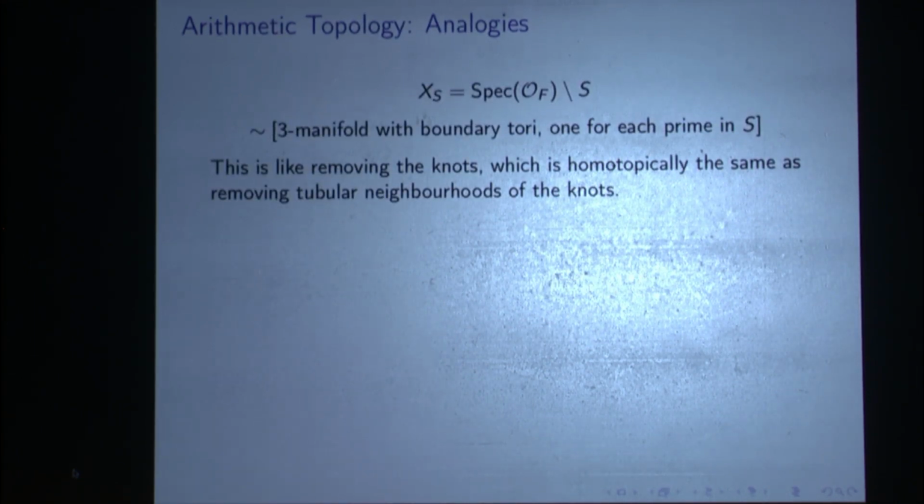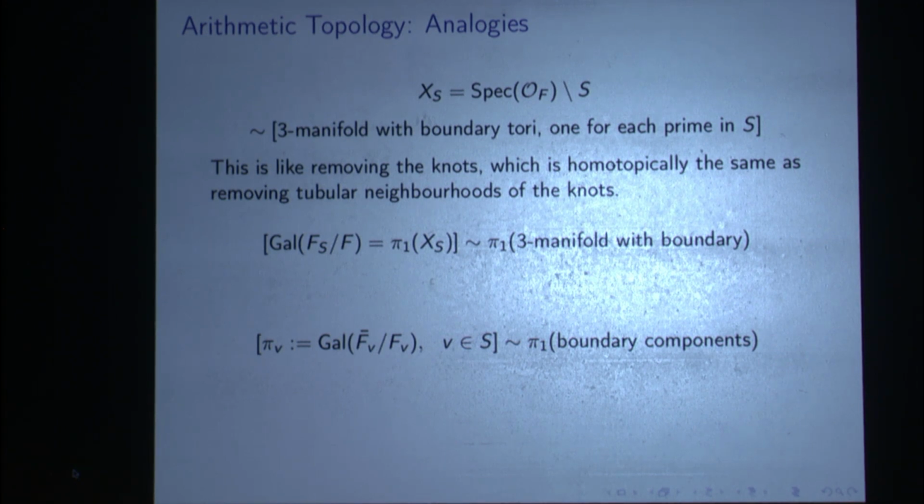Finally, if we take the spectrum of the ring of integers and remove finitely many primes, that's like deleting finitely many knots. That's homotopic to deleting the whole solid torus as well, right? So this will be like a three-manifold with boundary that are tori. That's the way this analogy continues.